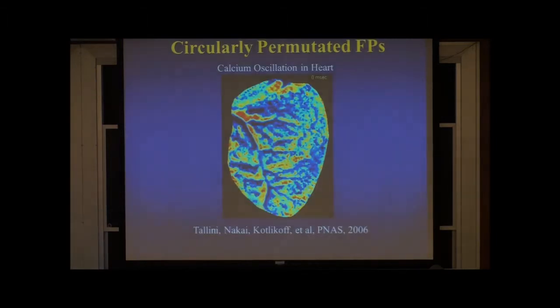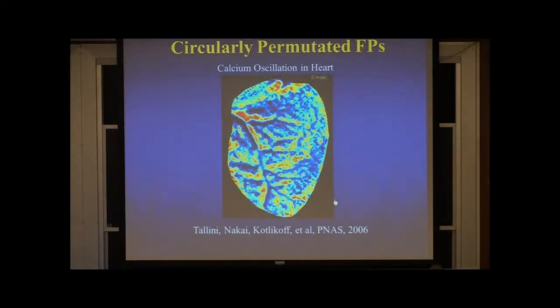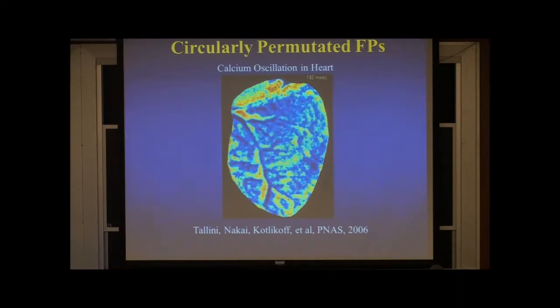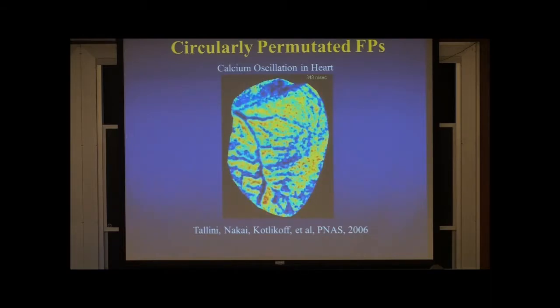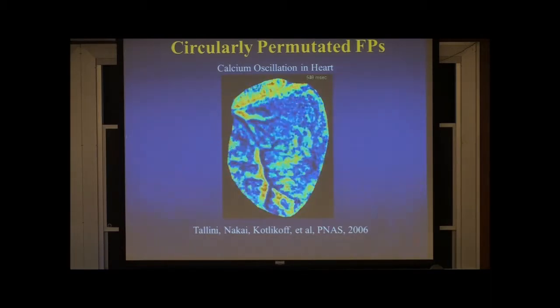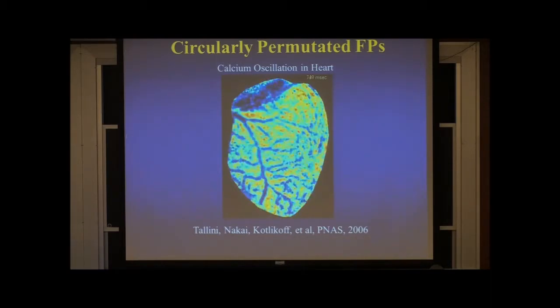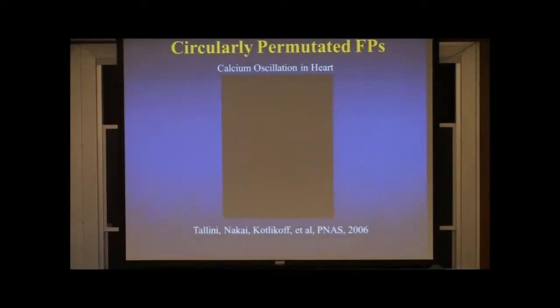So people have utilized this biosensor to visualize the calcium concentration in embryonic chicken heart. This is a movie on the show. Red color represents high calcium concentration. Blue color represents low calcium concentration. As you can see nicely, you can visualize the dynamics of calcium oscillation in this embryonic chicken heart.